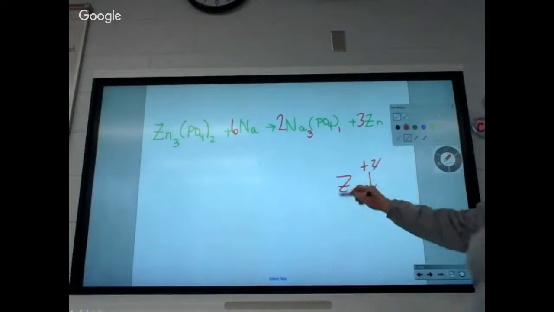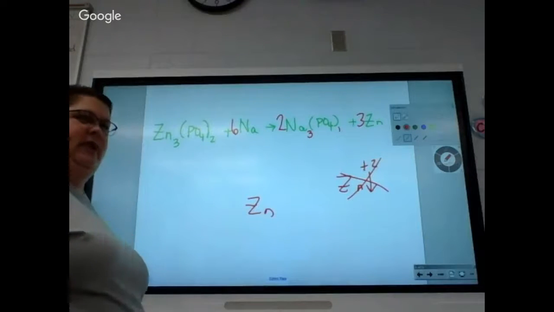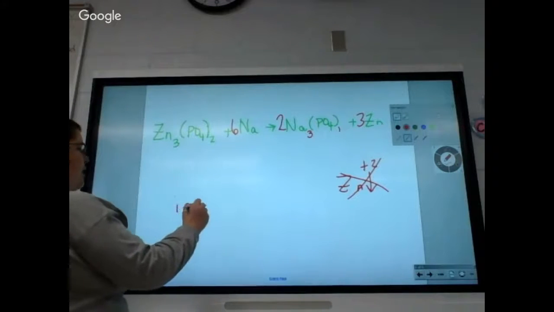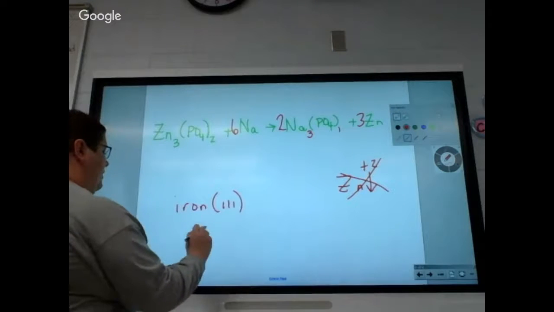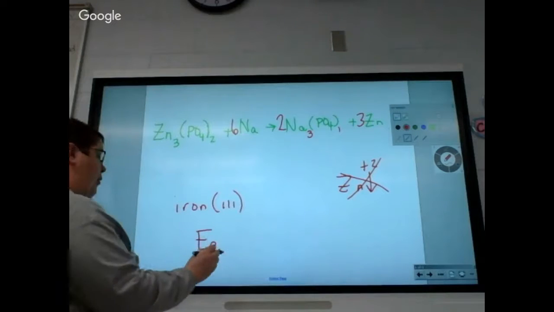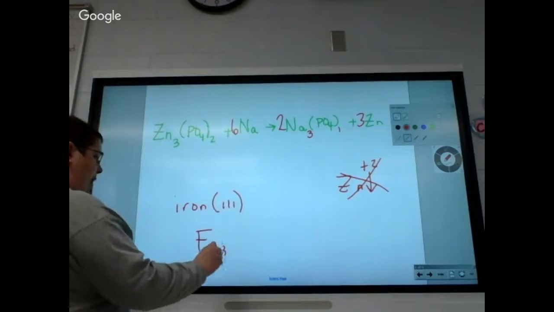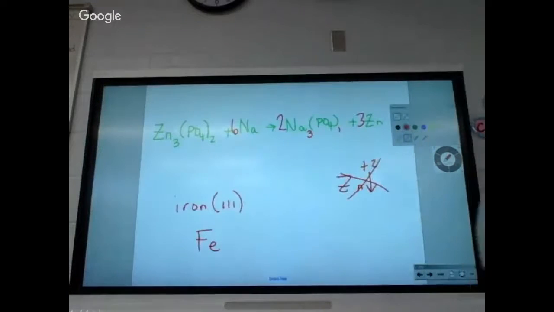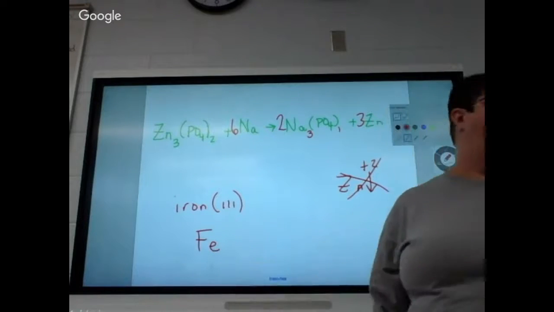So when you write any element by itself, like zinc, you always ask yourself, is it one of the 7? Same thing happens if I give you something like iron 3. When you go to write this symbol, iron is Fe. A lot of people want to write that as Fe with a little subscript 3 on it. We don't do that either. Iron is one of the metals on the periodic table. Is iron 3 one of the 7 diatomics? It's just Fe. We don't put anything on it either.